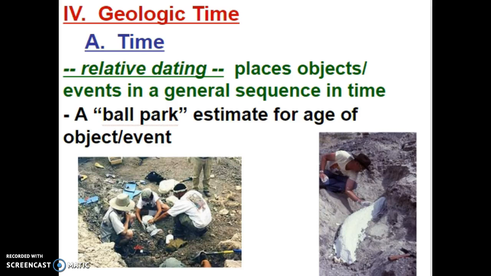A way that geologists use kind of an estimate for ages of objects that they find is what we call relative dating. So relative dating places objects or events in kind of the general sequence in time. It's a ballpark estimate. We don't know the exact age of, let's say we find a fossil. We don't know exactly how old it is, but we can use a couple of rules or principles of geology to give a general estimate of the age of that object or event.